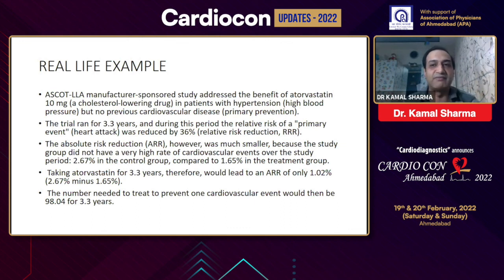So with every trial, when they come up with a number, you look at the number of patients. You have to prescribe atorvastatin to a patient with hypertension but no CV disease for 3.3 years. Once you prescribe it to 98 patients, you will have prevented one myocardial infarction. That's how you interpret number needed to treat.